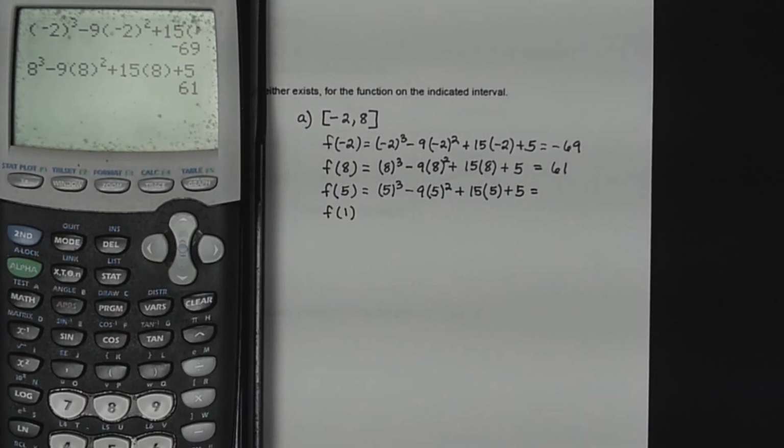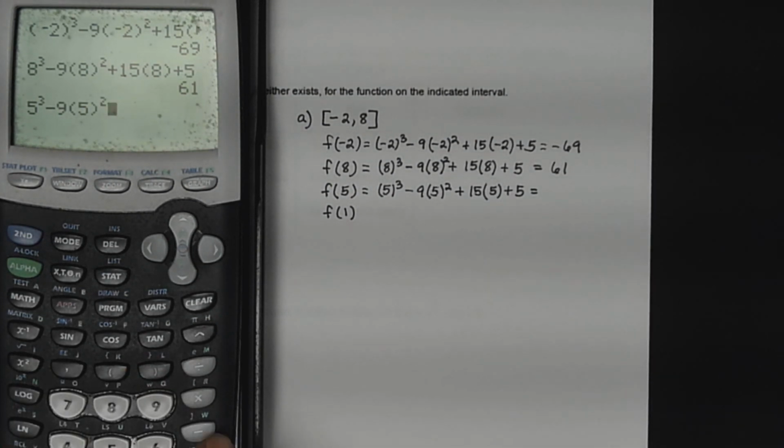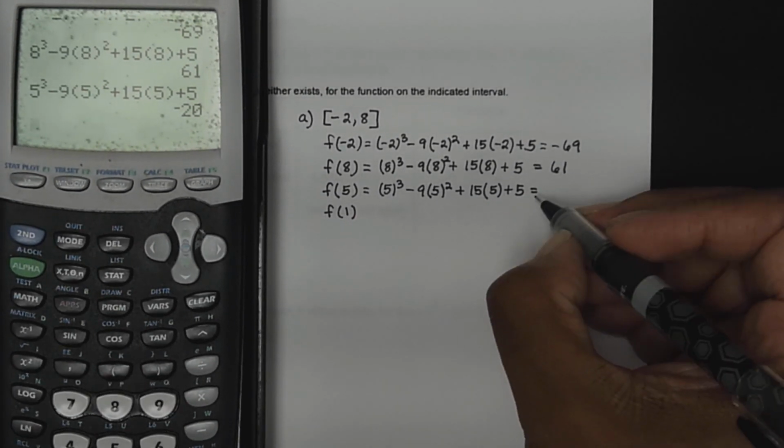So in this case here, 5, and then that's cubed minus 9 times 5, that's squared, plus 15 times 5, plus 5. We'll come up with -20.